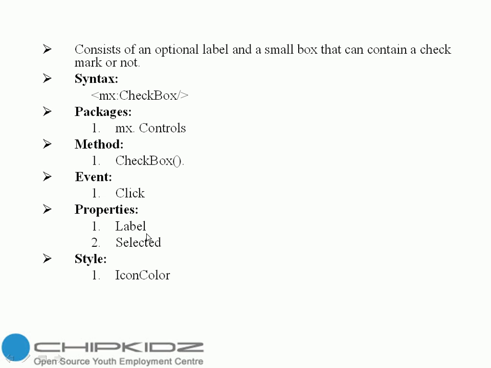One property's name is label. Text appears on the button control. The second one is selected. It indicates whether a toggle button is on, meaning true, or off, meaning false.